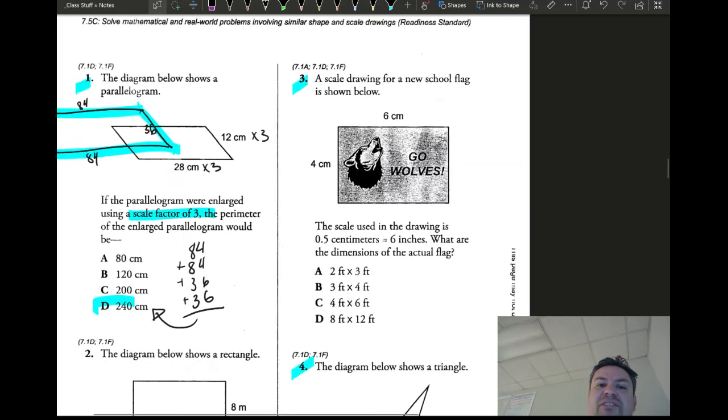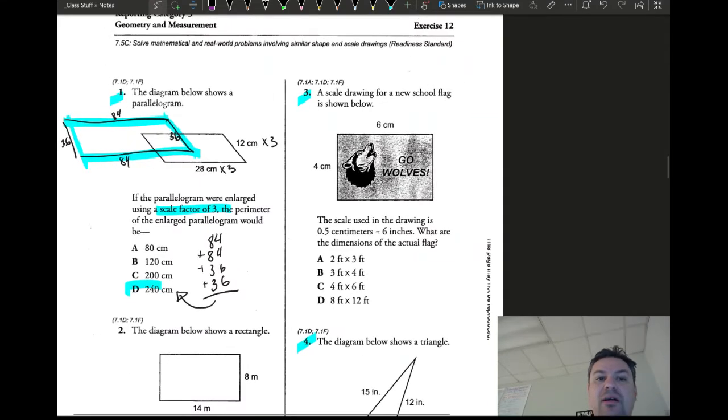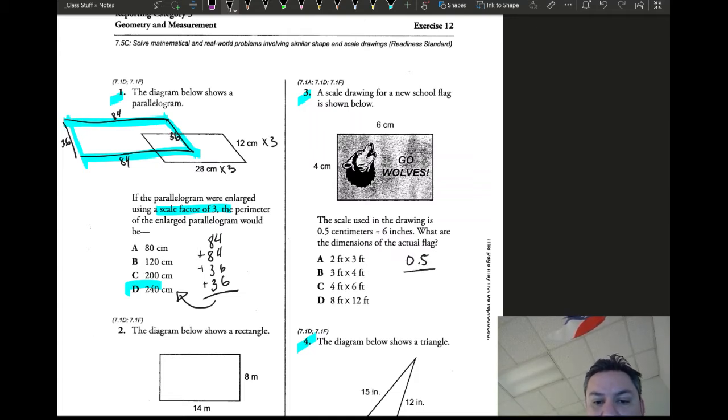Now let's look at number 3. It says a scale drawing of the school flag is shown below. That's a scale drawing. Usually the drawing is going to be the small one and the actual flag is going to be the big one. It says the scale factor is 5 centimeters equals 6 inches. What are the dimensions of the actual flag? So every time you're given the factor with 2 different numbers, all you gotta do is write it again. So the scale factor is 0.5 to 6, and these are centimeters, inches.